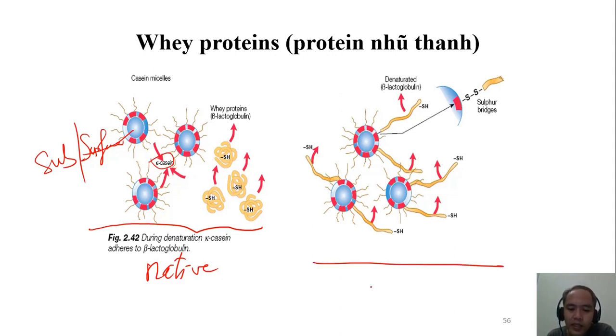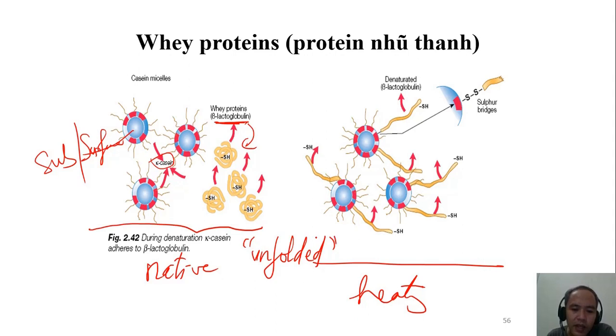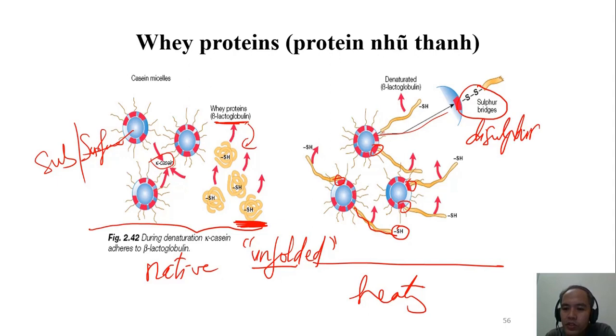But when we heat, this is after heating, the whey proteins, especially beta-lactoglobulin here, they will get denatured and get unfolded. Unfolded means the tertiary structure, the globular shape, is now unfolded and becomes like this. And this group is now released, you see. And then they may form complexes with this part of the kappa-casein. And if we zoom in, this is what you see. We call it sulfur bridges. Some books say disulfide bridges. Di means the two atoms of sulfur here.